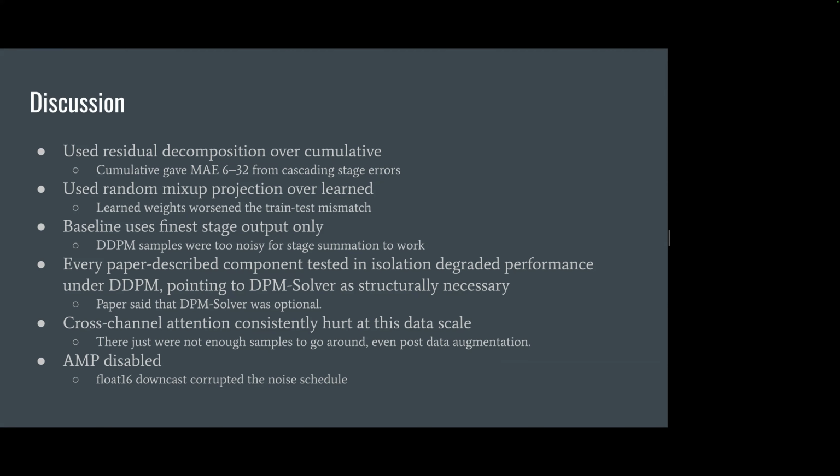Fifth, the cross-channel attention consistently hurt at this data scale. With only 10K training samples and 7 variables, even after data augmentation, there just were not enough examples to go around for cross-channel learning. And finally, we had to disable automatic mixed precision. Float 16 downcast was corrupting the noise schedule and breaking the entire diffusion process.